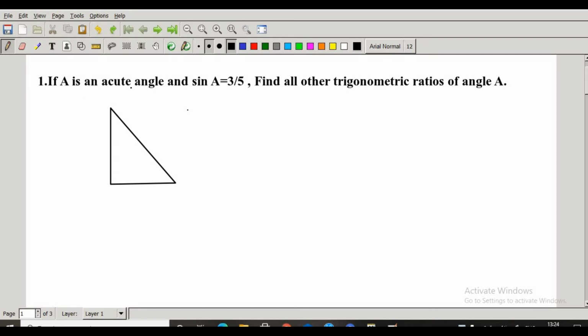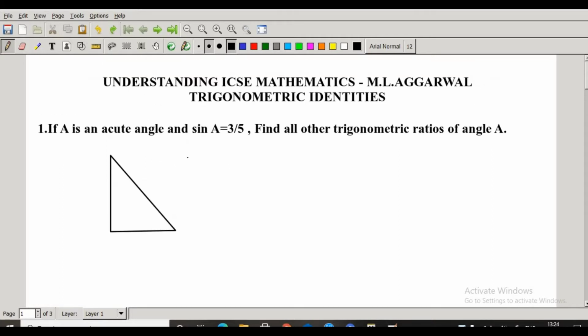In this video I'm just going to solve Aggarwal's book solutions, I mean ICSE Mathematics. This is a textbook called Understanding ICSE Mathematics by Aggarwal for the ICSE students in India. So I'm just going to solve the problems in that textbook.